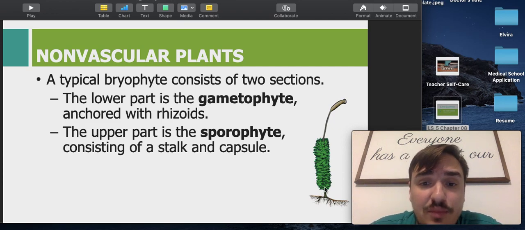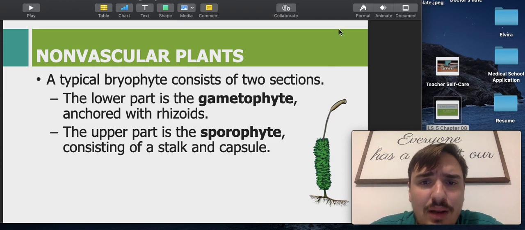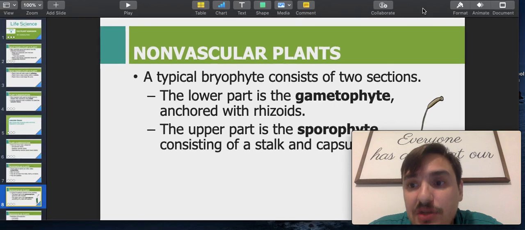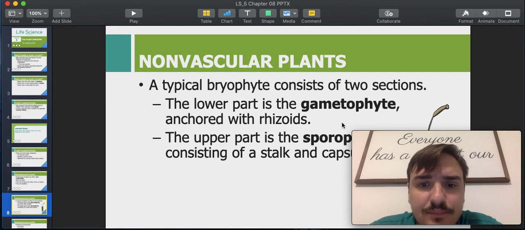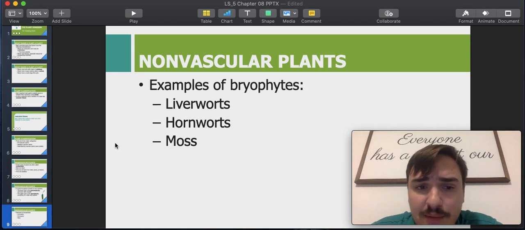Then you have the sporophyte stage. That's this stage right here. In our case, it's called the capsule. And really, all it does is store the spores. So there's that. Okay. These are some examples of them.